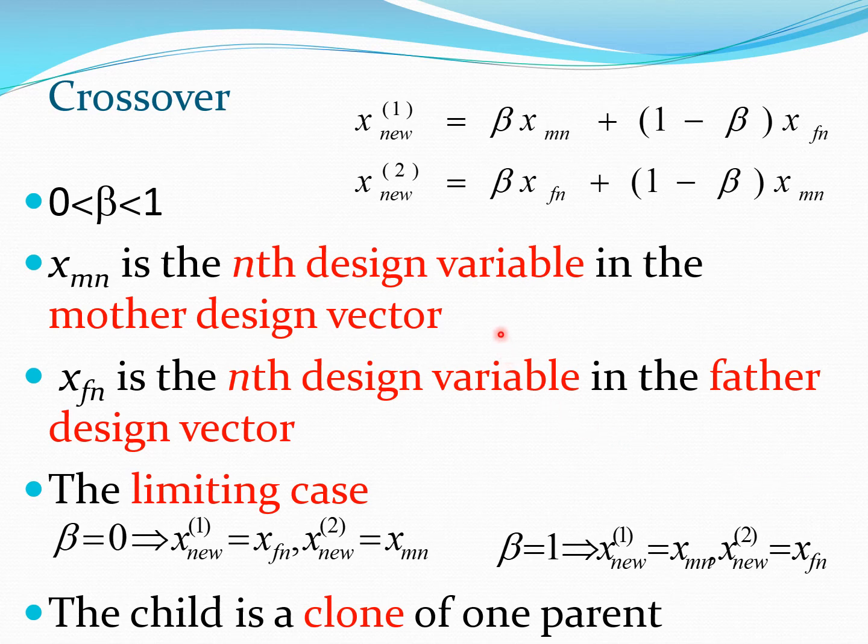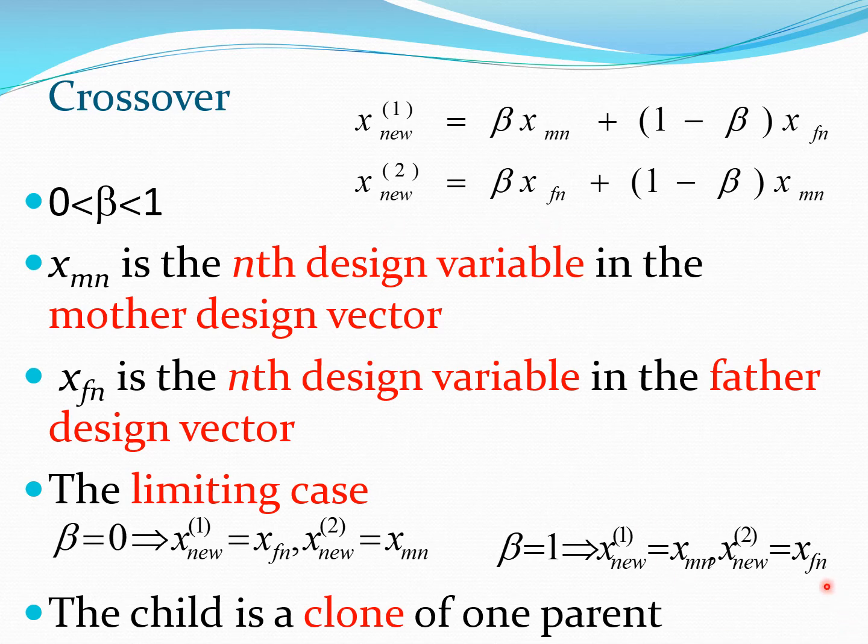Now again, to summarize, xmn is the nth design variable in the mother design vector, and xfn is the nth design variable in the father design vector. And so these are being blended using this value beta, and beta is a number between 0 and 1. Now if we look at the limiting cases when beta is 0, then x nu 1 would simply become xfn and x nu 2 would become xmn. When beta is 1, x nu 1 would become xmn and x nu 2 would become xfn.